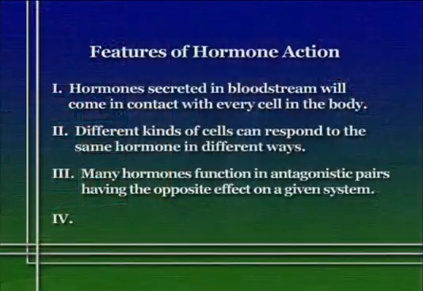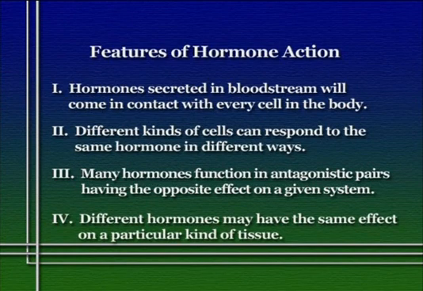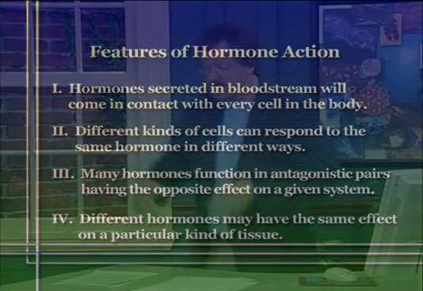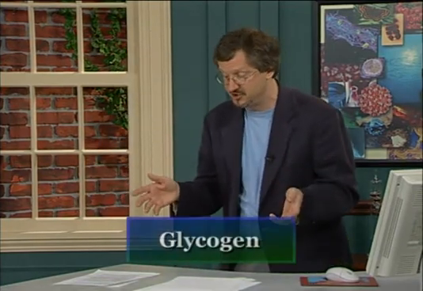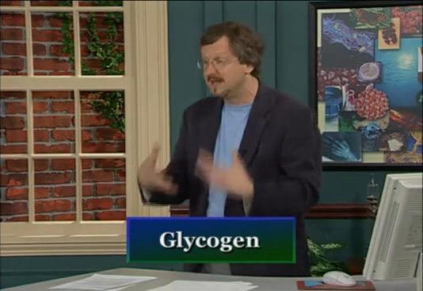Now, a fourth general feature that's characteristic of hormone action is that different hormones may have the same effect on a particular kind of tissue. Let's consider here the regulation of blood sugar levels. When we talked about the action of epinephrine in the context of cell signaling mechanisms, I told you that epinephrine causes blood sugar levels to increase when it's released by stimulating the liver to break down a compound called glycogen. Glycogen is a polymer of glucose, so when glycogen breaks down, glucose is produced by these liver cells, and that glucose is released into the bloodstream, increasing blood sugar levels.